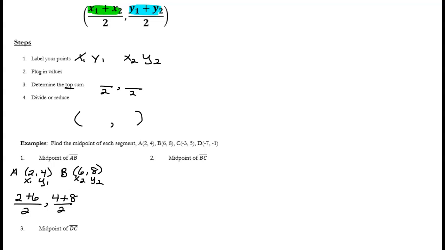Now what we're going to do is we're going to actually find the sum. Well, the top here is 8 over 2 and 12 over 2. And then the last thing I do is I have to reduce. 8 divided by 2 is 4, and 12 divided by 2 is 6. So my midpoint is 4, 6.